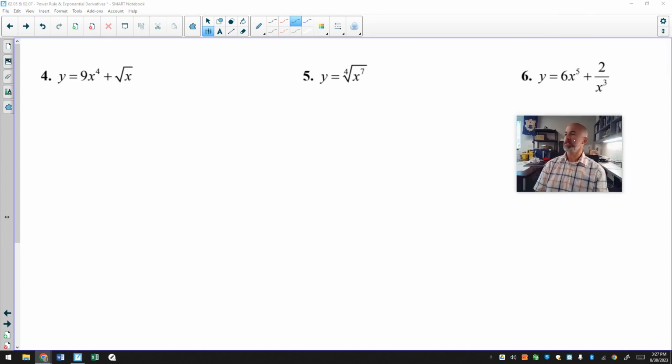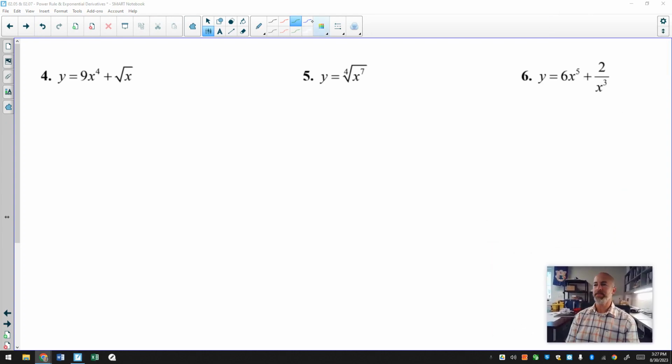So let's look at a few more examples. I think I have 9 total for the power rule. And so number 4 here, we have a bit of an issue because the square root of x is not written as x to a number power. And in order to do the power rule, you really need it written that way. So what I'm going to do is I'm going to change the square root of x to x to the 1/2 power. Now it is written in the format that I need.